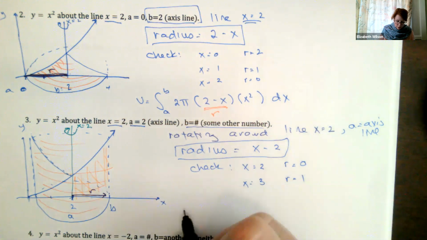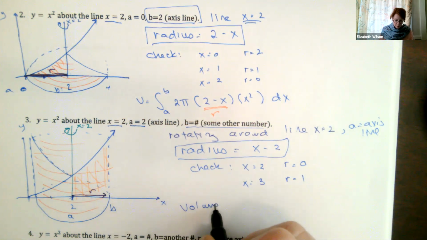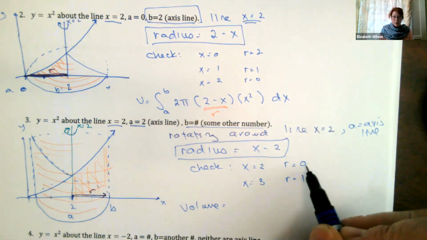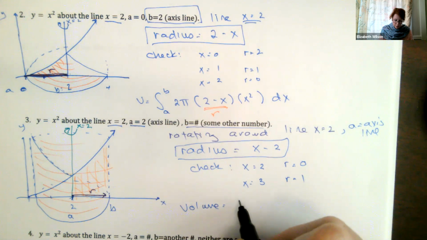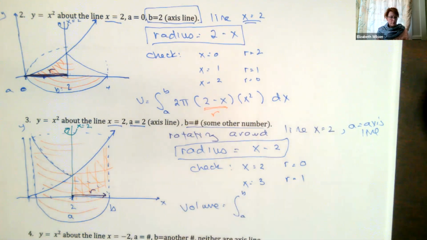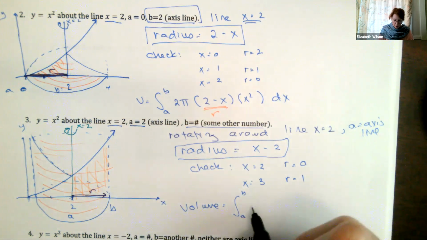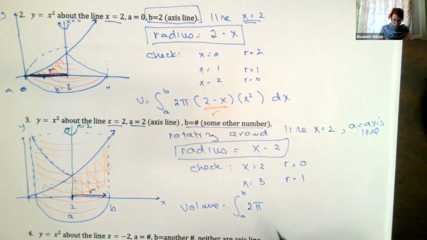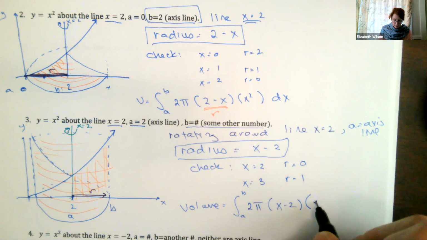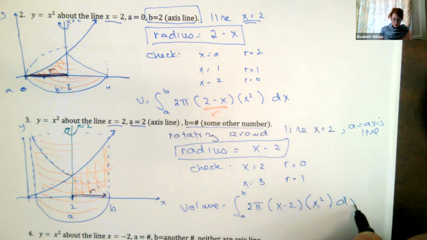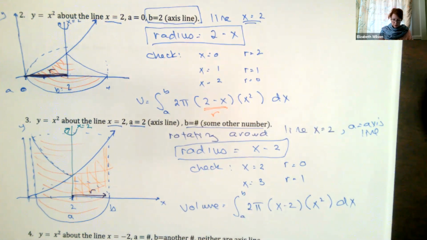So now our volume, okay, you can see our radius is getting bigger essentially as we're moving from a to b. That's how you want to be thinking about it. So our volume, we're going to go from a to b. Always a to b is your bounds of integration. 2 pi, because we're doing circles, our radius, x minus 2, times the height, which is our function, times dx. Okay, so this is our radius.